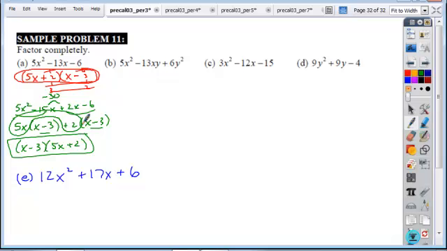So again, rewriting the middle term is still a pretty efficient way because you're not wasting any work. And so again, I don't care which method you choose. All right, B.